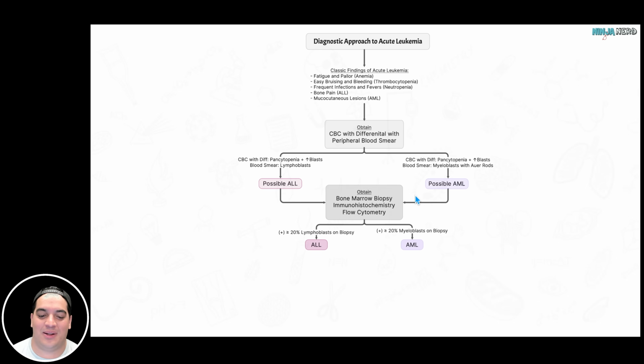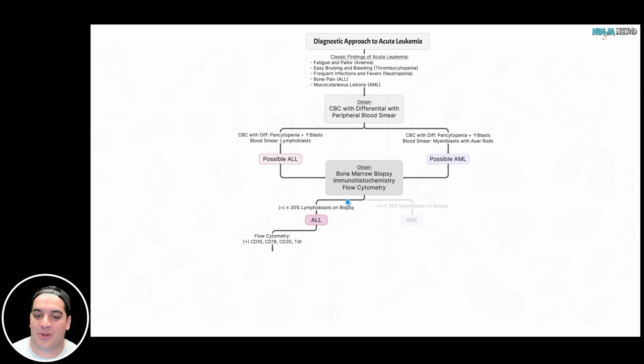But then the question is with ALL, is it T or B? That's where the flow cytometry and immunohistochemistry come in. If I do that and I see CD10, 19, 20, and TdT, oh, dude, that's the B lymphoblast. And if I see, oh, it's TdT, but CD2 to 8, oh, that's the T lymphoblast, right?